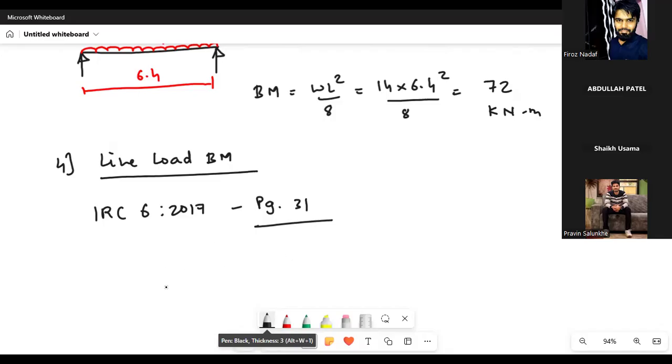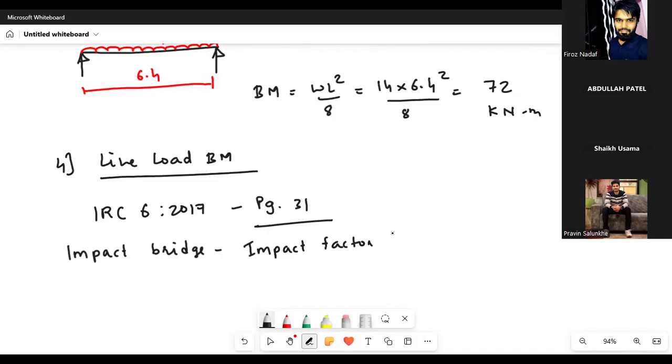Whenever the live load is acting on the bridge, it will have some impact on the bridge. So whenever you are considering live load, you also have to consider the impact factor. The impact factor is given in IRC 6. There is a whole chapter which discusses the impact factor.